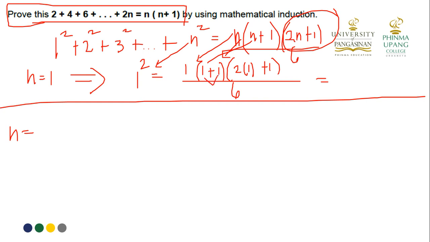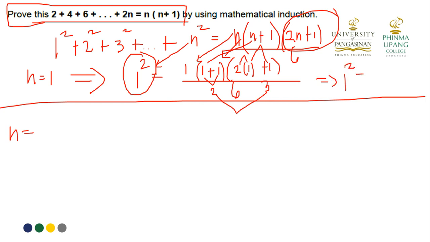What is 1 plus 1? 2. What is 1 plus 1? 2. What is 2 times 1? 2. What is 2 plus 1? 3. Then, 2 times 3. 6. Natan, isulat tayo ya ay 1 squared.